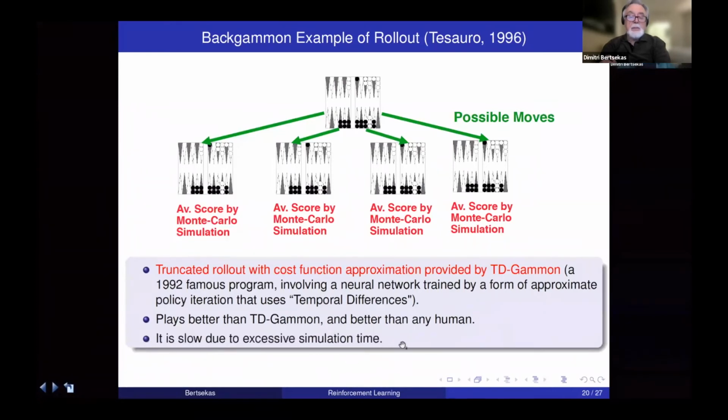Now, the problem with the rollout backgammon player was that it took an awful lot of simulation time. For a given roll, there may be like 20 positions or so. I'm guessing here, 15, 20, 30 positions that are possible. And from each one of those, you have to run hundreds of games. That's a lot of Monte Carlo simulation. And given that this work was done in 1996, it took an awful lot of parallel computing power to get any results.